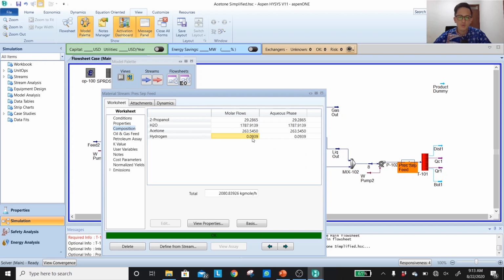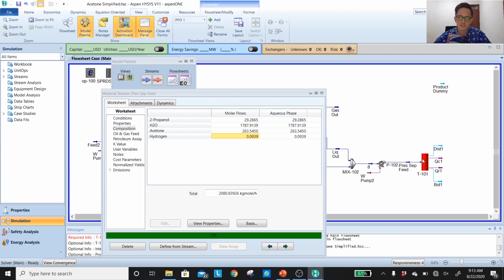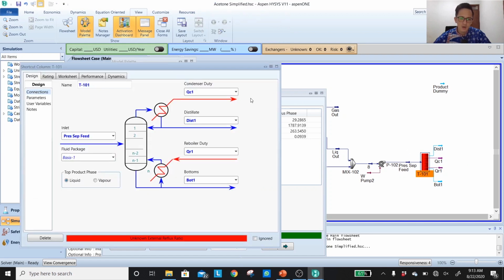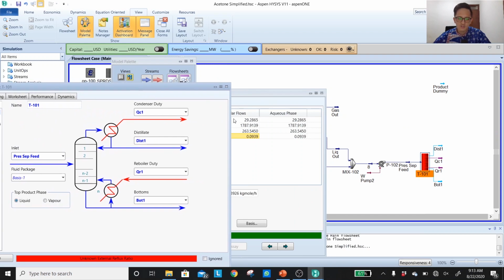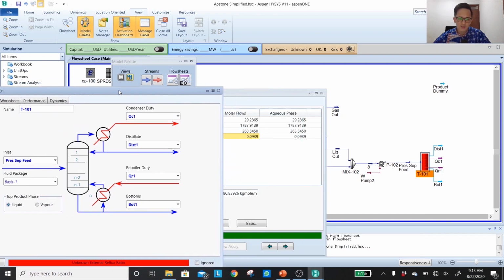You will notice that we still have a small amount of hydrogen sent into the distillation column, and you have to imagine what would be the consequence when that small amount of hydrogen has to be condensed. Okay, why? Because we choose a top product phase as a liquid. Okay, so we want to liquefy hydrogen, which is a very hard thing to do. It's going to require a very cold temperature.